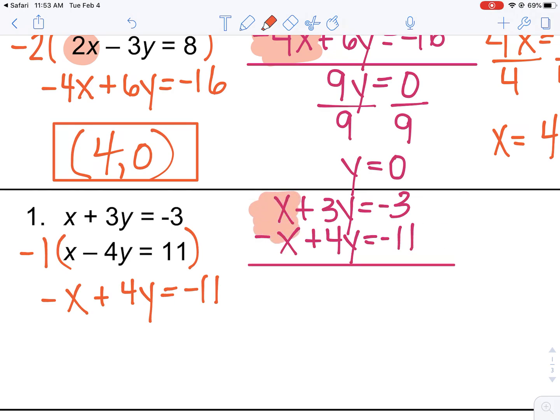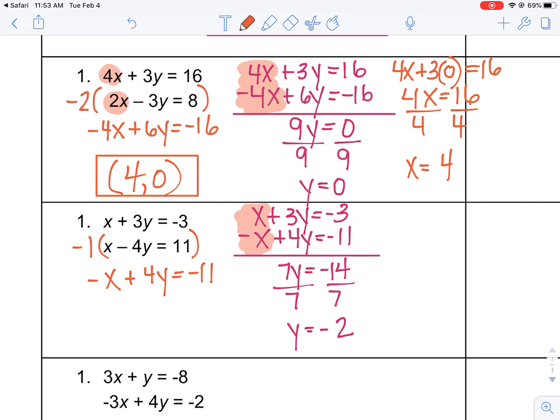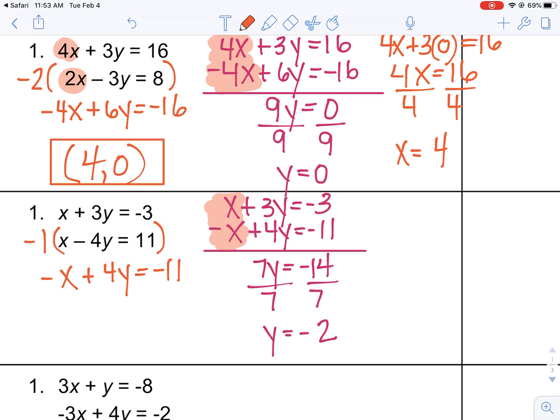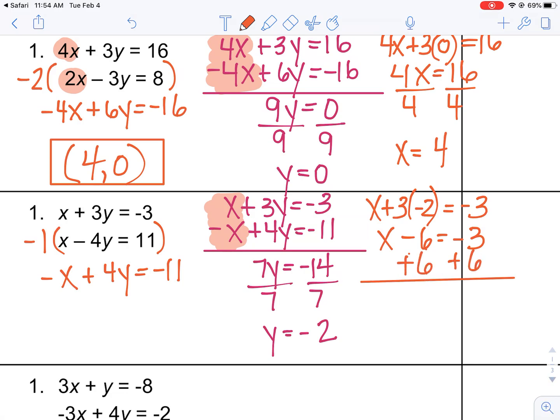So there, these x's now equal 0. This equals 7y. This equals -14. I can solve for y by dividing by 7, and I get y is equal to -2. I can take that -2 and put it in any of the original equations. So I'm going to put it in the top one. So x plus 3 times -2 equals -3. x minus 6 equals -3. Add 6 to both sides, and I get x is equal to 3. So my solution set is (3, -2).